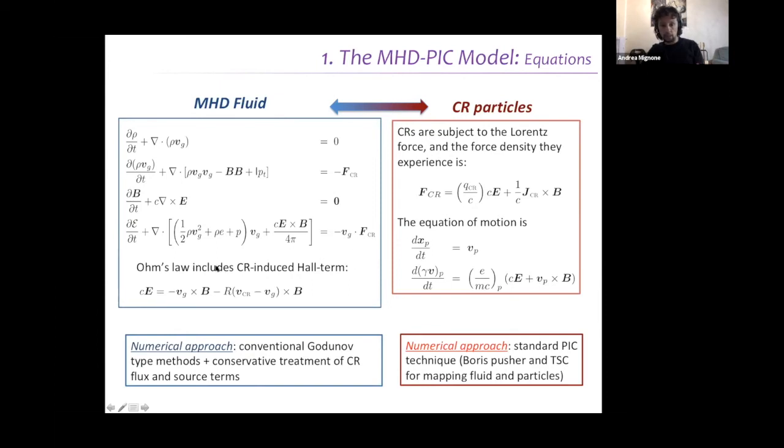But there is another modification. Now, the cosmic rays, while moving, create a current. This current will actually enter in the Ohm's law. So your Ohm's law now will be slightly different. Besides the usual V cross B term, due to the fluid motion, you now have a term which is proportional to the relative velocity between the two species, gas, V_g, and cosmic ray, V_CR.